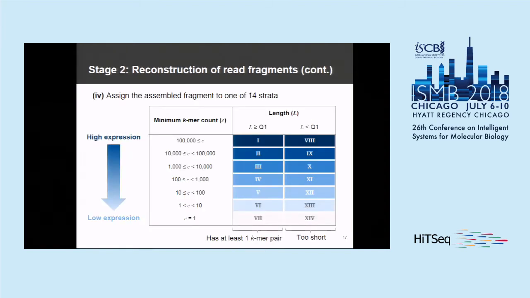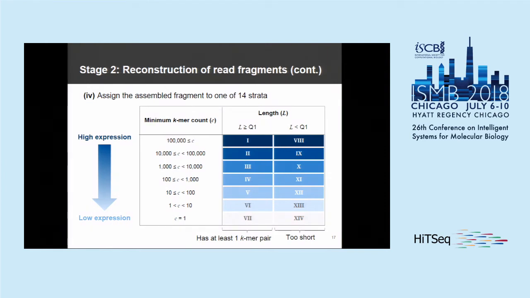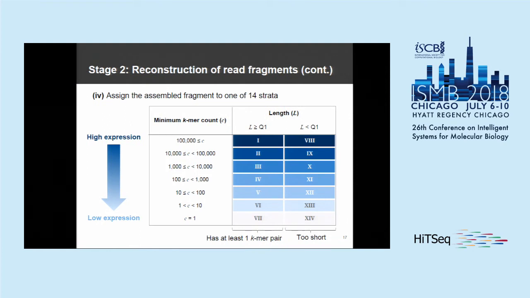After all the fragments have been reconstructed for the entire data set, the fragments can be assigned to one of 14 strata based on the fragment's minimum k-mer count and its length. This is done to account for the different magnitudes of expression, and it's also used to identify fragments that may be too short for extension in the next stage of RNA-Bloom.